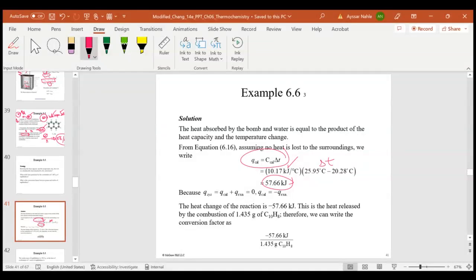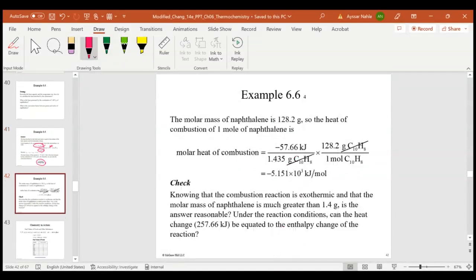Now, if I take the Q and divide by the mass, this will be kilojoule per what? Per gram. They don't want kilojoule per gram. They want kilojoule per mole. So I had to divide by the number of moles, not the mass in there.